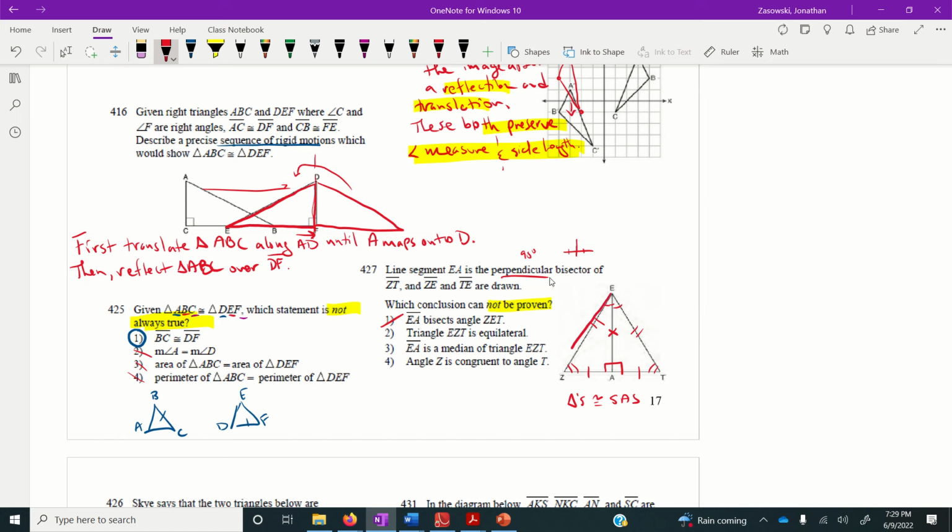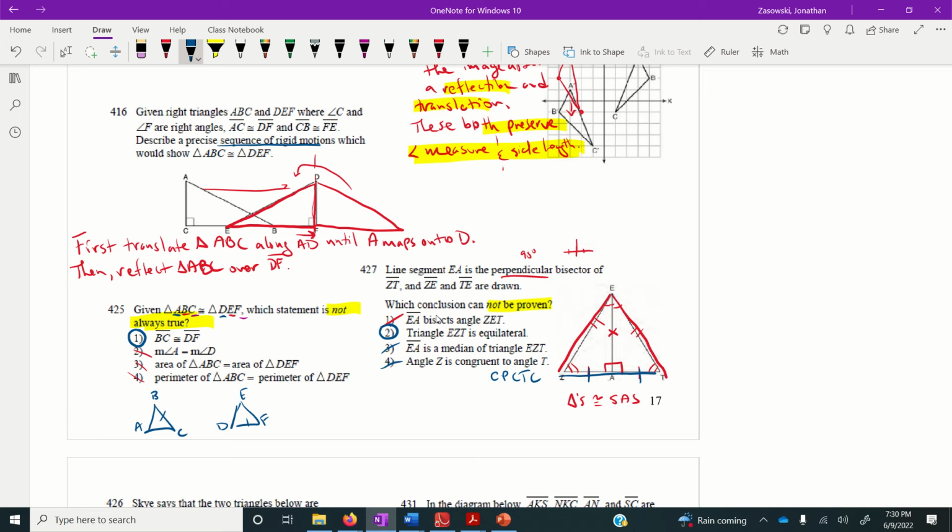We can say that these two legs are equal, but what we can't say is that they're equal to the bottom side. We don't know that. So we can't say that. We would want to choose choice 2 as our answer. But let's not stop there. Is EA the median? Absolutely, because it cuts the opposite side in half. So this is a median in the middle. And is angle Z congruent to angle T? We said yes, it is because of CPCTC.